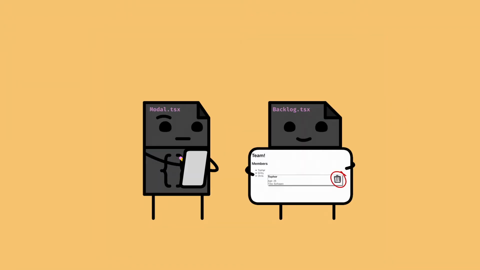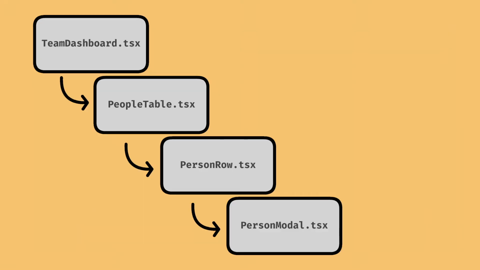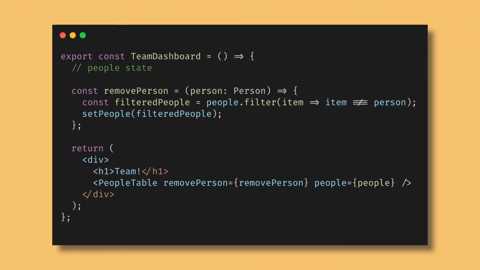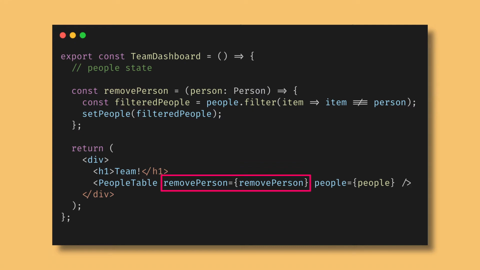Suppose a new feature comes into the backlog that asks for the ability to remove a person through the modal. Imagining the components as a graph, implementing this feature means we would have to be able to, from here, remove person from the state that's here. My go-to move in this situation was always to define a callback and pass it from component to component. Sometimes this is good enough, but it doesn't scale well.